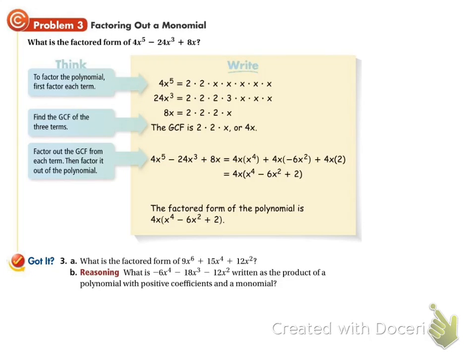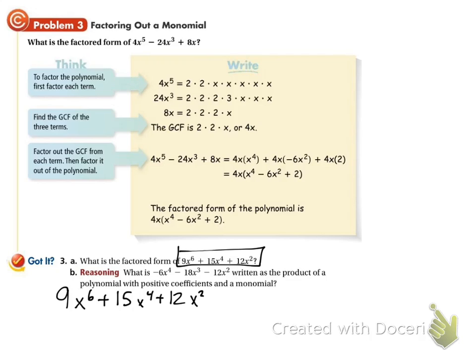This is 8.2b of algebra. So now we're going to factor out a monomial out of a trinomial, okay? So we're going to take this one right here. So 9x to the 6th plus 15x to the 4th plus 12x squared.